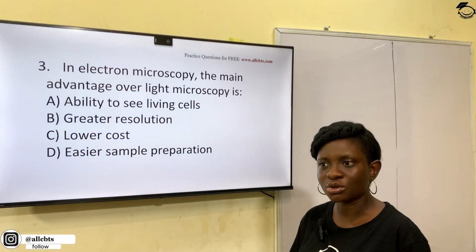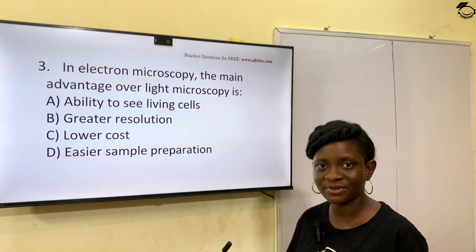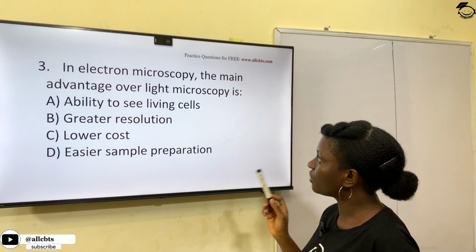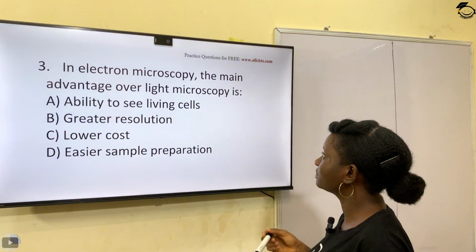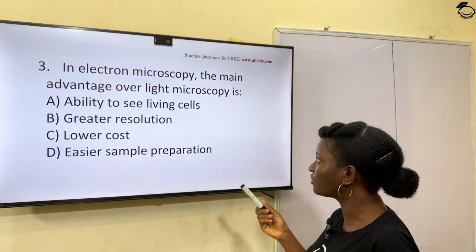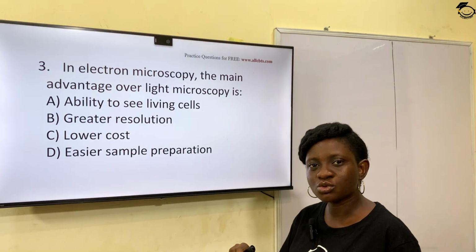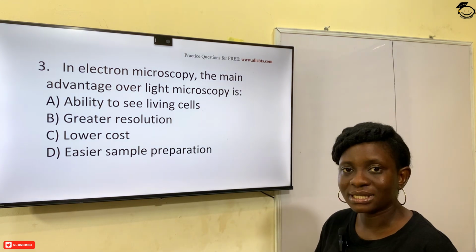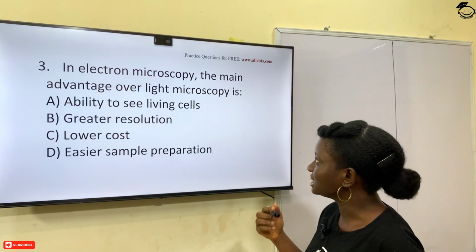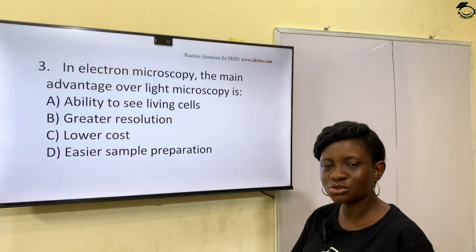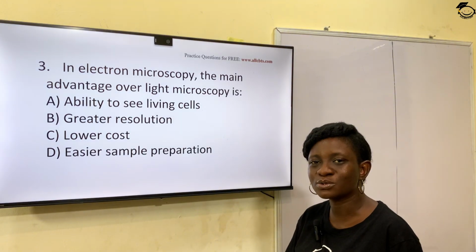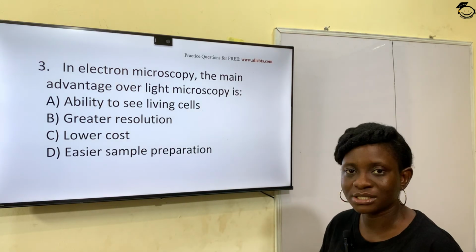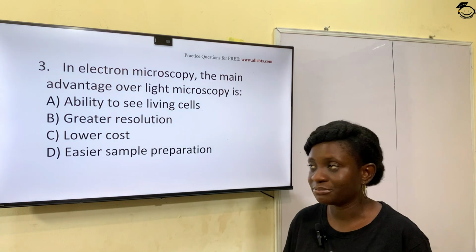Now, a microscope is used to observe very tiny objects. It magnifies tiny objects to enhance visibility. So electron microscopy has more advantage over light microscopy because it is able to pick very tiny objects compared to light microscopy. So that results in it having a greater resolution, ability to pick a very tiny object, up to nano objects, very, very tiny. So that makes greater resolution the correct answer, option B.